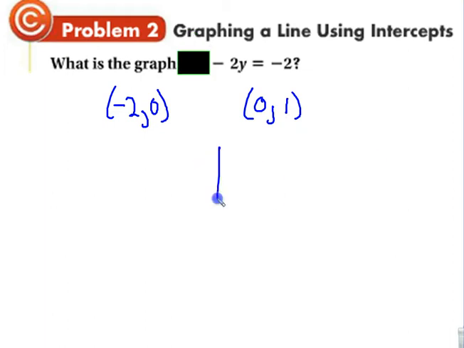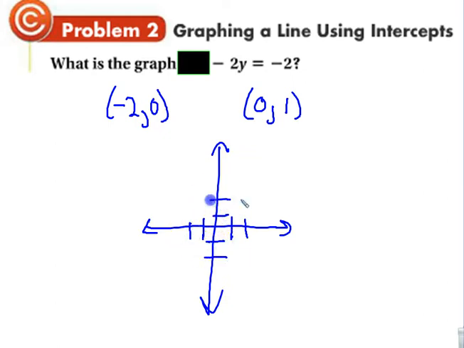And now, I plot those 2 points. I'm going to do the x-intercept right here, the y-intercept right here. I'm going to connect them with a straight line. I've just used the intercepts to graph.